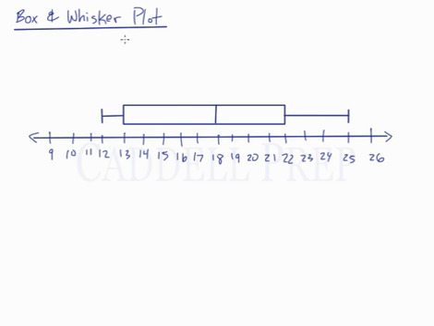Let's go over a box and whisker plot. A box and whisker plot is kind of tied into quartiles. This is a quick way of representing the different quartiles of a set of numbers and also the lowest and greatest value.